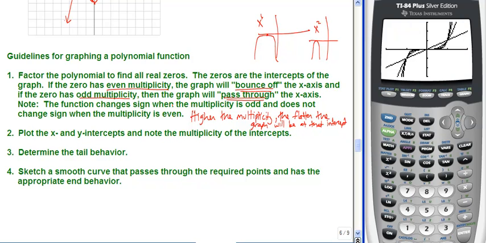Once you've factored and you've determined what your multiplicities are and you've determined what your x-intercepts are, you're also going to want to plot those x-intercepts and find your y-intercepts, noting the multiplicity. Then you're going to want to find your tail behavior, and then you're going to sketch a smooth curve that passes through the required points and has the appropriate end behavior. If you want to plot additional points, you certainly can. You could make a table of values, x's and y's, if you wanted a little bit more confidence about what your graph should look like, but it's not necessary. For this course, usually it's sufficient to just plot x-intercepts, y-intercepts, and use that tail behavior, and that's good enough.